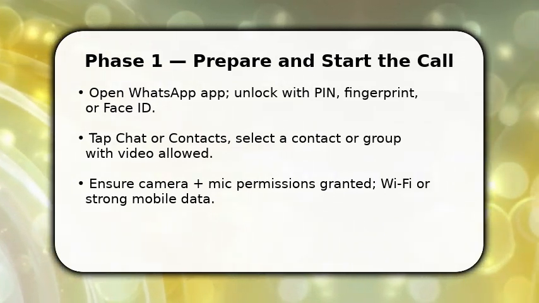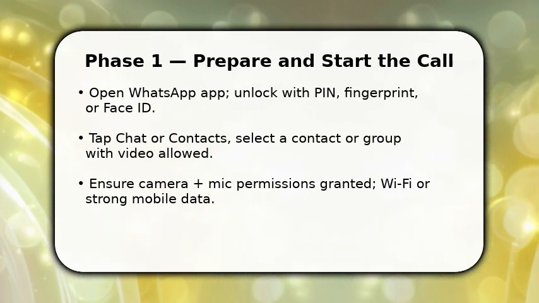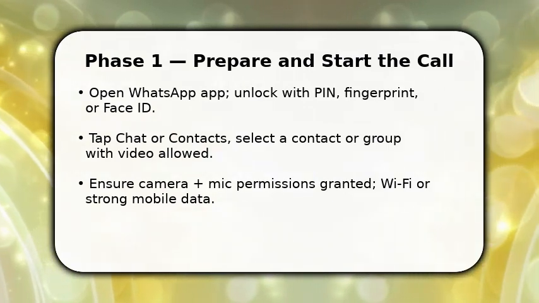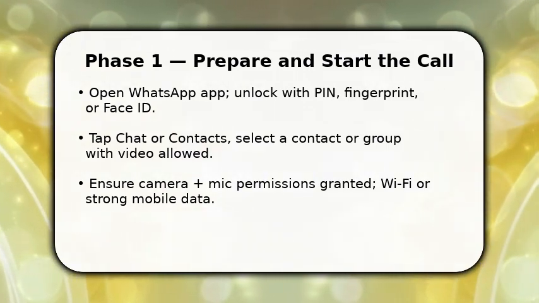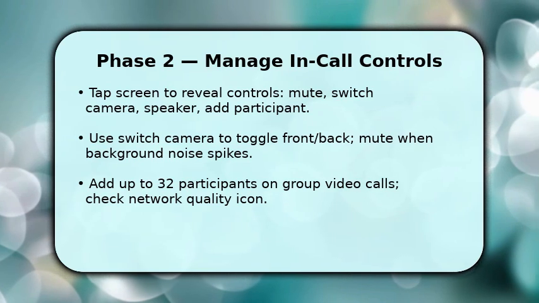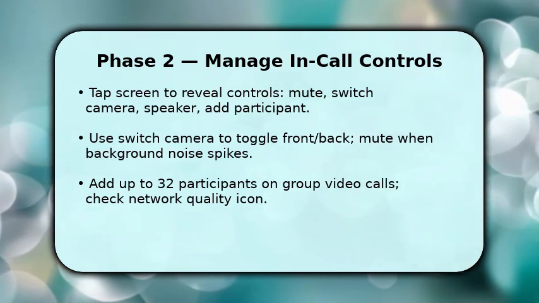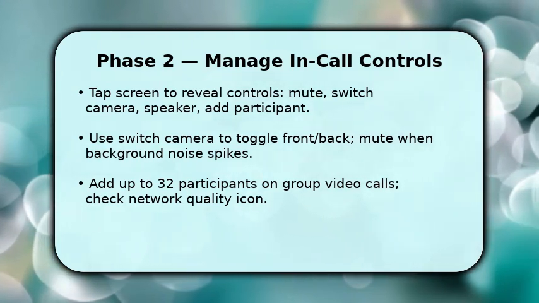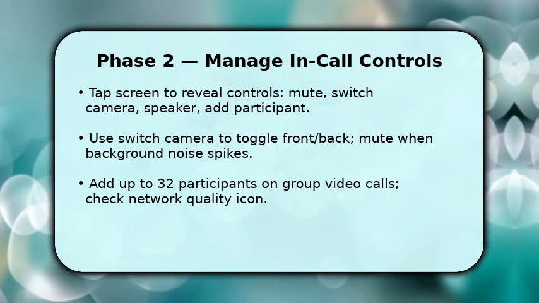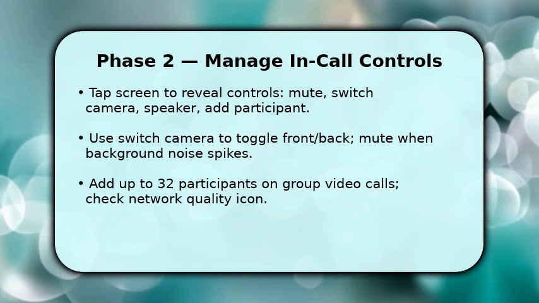If you prefer, swipe to calls and press the new call button, then choose video. Do this now to place the connection attempt. Once the call connects, you'll see in-call controls when you tap the screen. Use them to mute, switch cameras, or enable speaker. Switch camera to show what's behind you, mute if noisy.